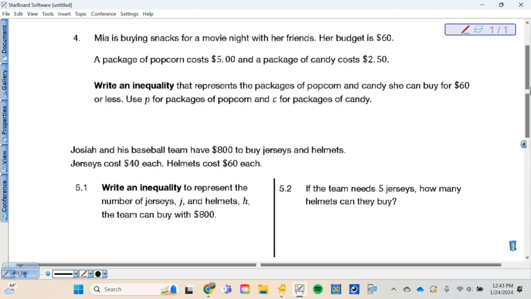So I took it and I did this. I was like, okay, so 40 times 5 is 200. And I subtracted 200 from 800 to find the 600. I'm like, oh, okay, so 600 is how much money they have left after they buy 5 orders. So how many jerseys can they buy with $600? So then I multiplied 60 by 10 pieces.